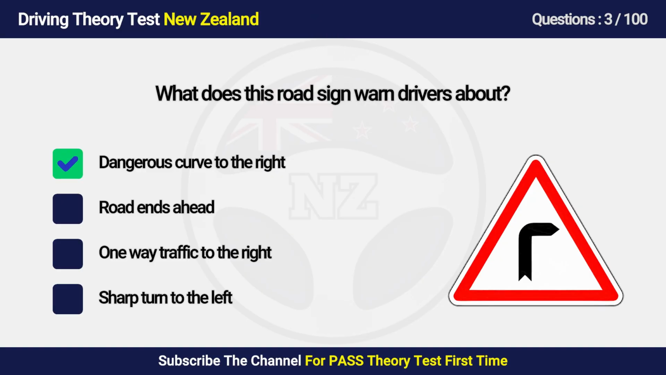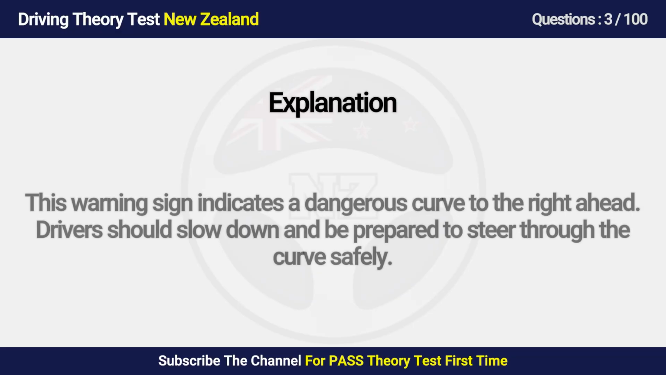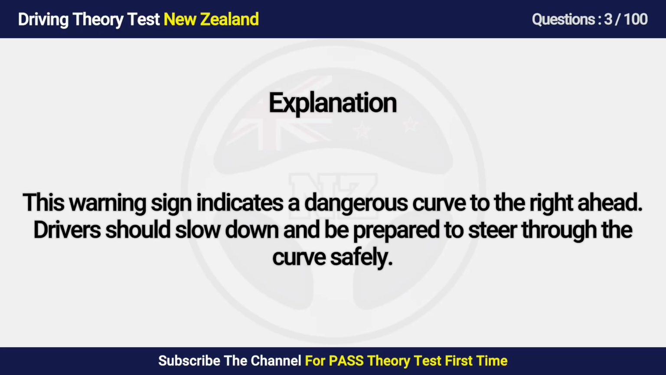Answer is A. Dangerous curve to the right. This warning sign indicates a dangerous curve to the right ahead. Drivers should slow down and be prepared to steer through the curve safely.